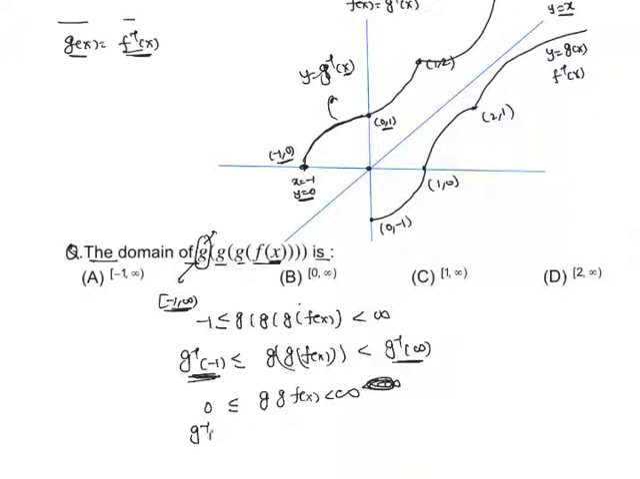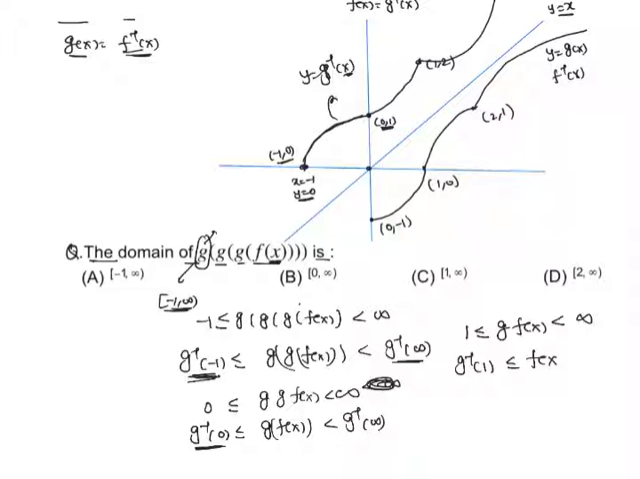So this will come as g inverse 0 is less than or equal to g of f of x is less than g inverse infinity. So g inverse is 0. So if I put 0 here, at 0 what value are you getting? 1. So this will come as 1 is less than or equal to g of f of x is less than infinity. Again we will apply g inverse. So g inverse 1 is less than or equal to f of x is less than g inverse of infinity. So again if you put g inverse 1, if I put x equals to 1, at x equals to 1 the y value is nothing but 2. So this will come 2 is less than or equal to f of x is less than infinity.